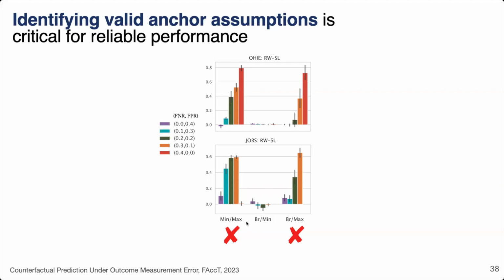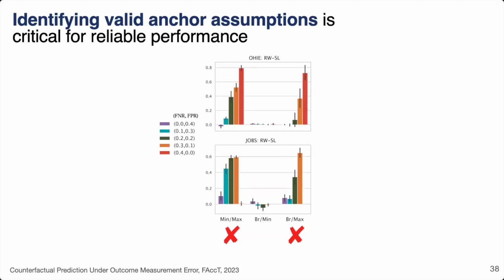However, if we use the min anchor assumption, which is satisfied in this context, and the base rate, then we achieve much more reliable predictive model performance. This really shows that it's important to specify these measurement assumptions correctly, and for them to hold, to actually recover a model that's valid and achieving the correct prediction task.